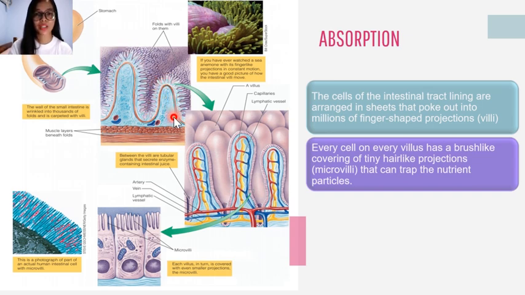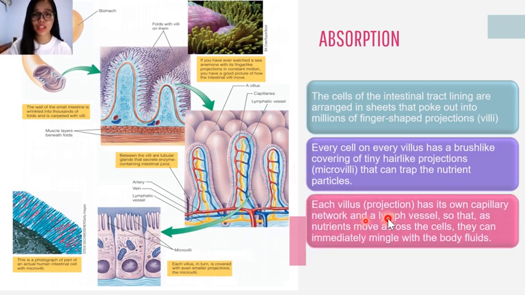Tiny hair-like projections called microvilli help trap the nutrient particles. Your villi are designed this way so that the absorbing surface becomes really large, enormous. In fact, if the folds and the villi that poke out from them were spread out flat, they would cover a third of a football field. This is an amazing design of our body.